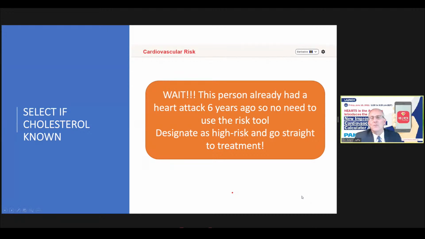And so again, when we're training our clinicians and using this tool, it's important to let people know that this patient, we already know they're high risk, and the risk assessment tool probably isn't going to add a whole lot. So I'll go to the next slide.